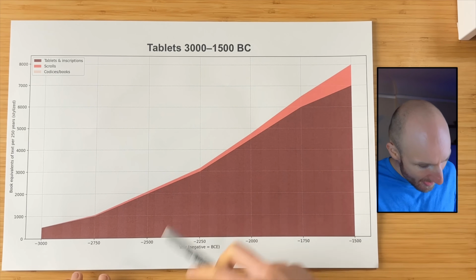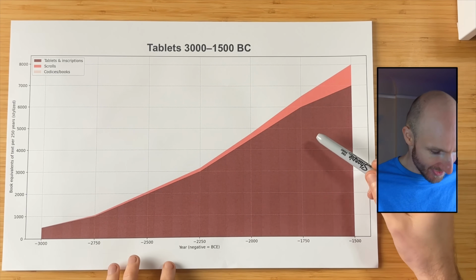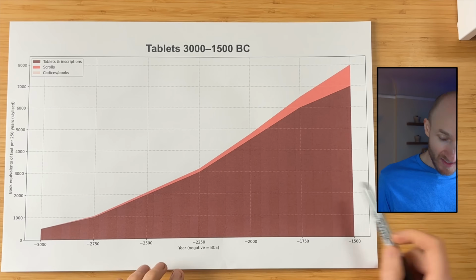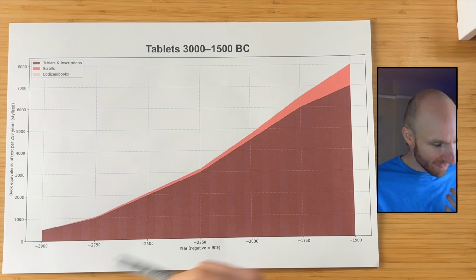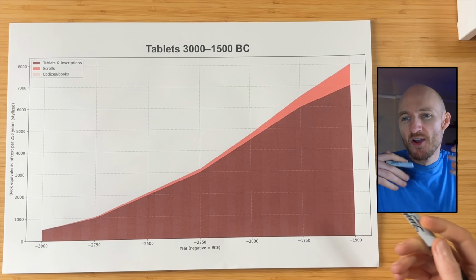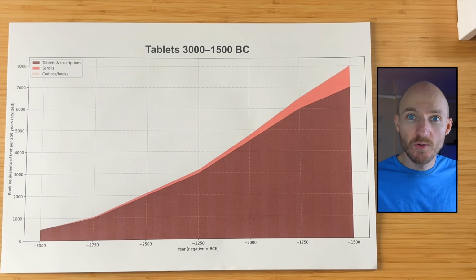This is showing the amount of tablet production over time, and this is during the Bronze Age. What you can see here is we are starting to produce more and more tablets, from 1,000 to 10,000 books worth of tablets every 250 years or so.